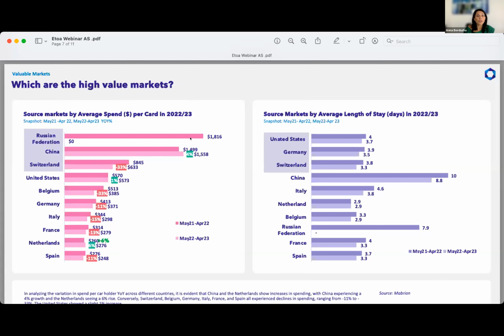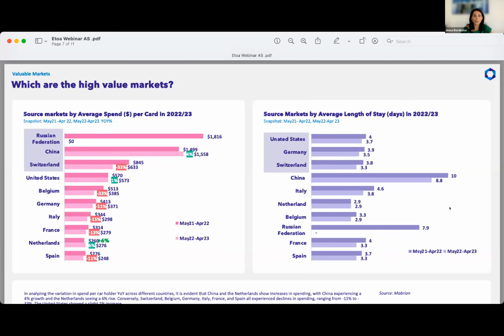The following markets are China and Switzerland, which show the highest spend per cardholder. The only markets that show an increase in the average spend per cardholder are the Chinese market, the American market, and the Netherlands market. All other markets show the same trend, a decrease in the average spend per cardholder. I can highlight Switzerland and Belgium with the highest decrease in the average spend per cardholder, with more than 30%.